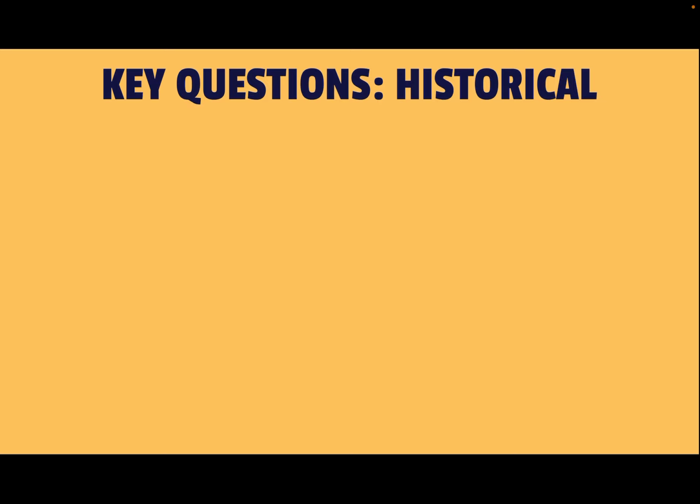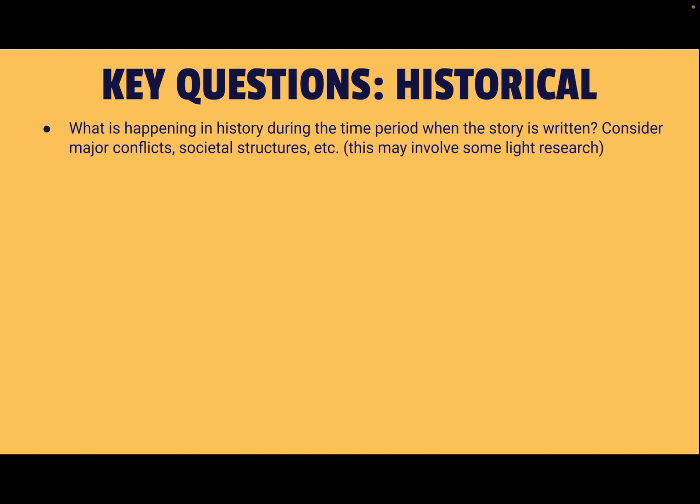And then last but not least, we have historical lens. So what is happening in history during the time period in which the story is written? Because as we know from reading literature, authors will often write a story in one time period and set it in a different time period, right? So what is happening when the story is written? Consider major conflicts, societal structures, etc. This may involve light research on your behalf.